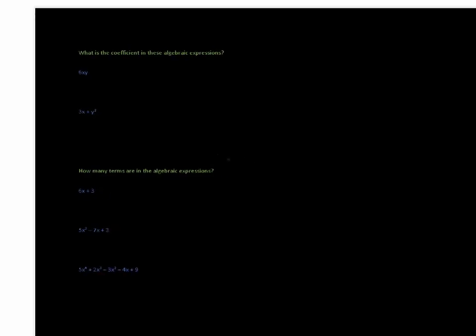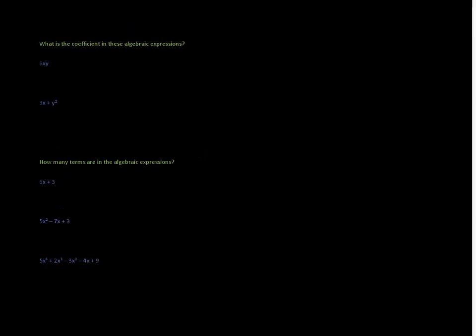All right. And the next thing. So this one says, what is the coefficient of these algebraic expressions? So first of all, coefficient. Coefficient is the number in front of a variable. So this first one here, we have 6xy. So what number's in front of the variables? Well, it's 6. So 6 would be our coefficient.